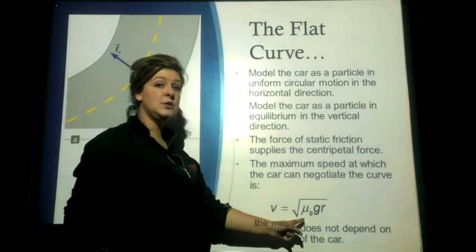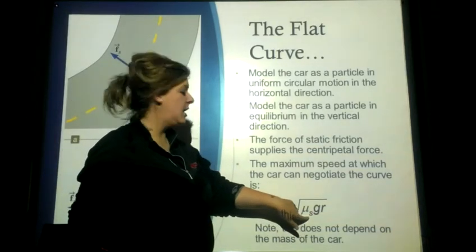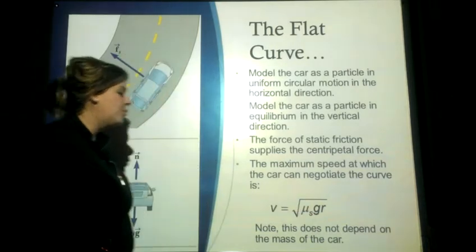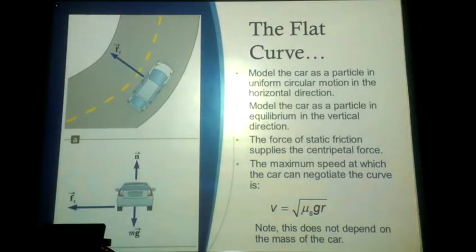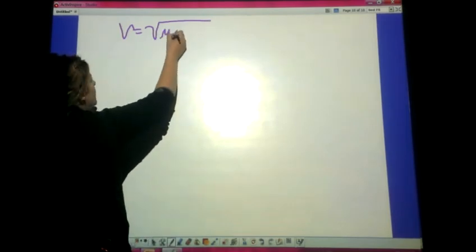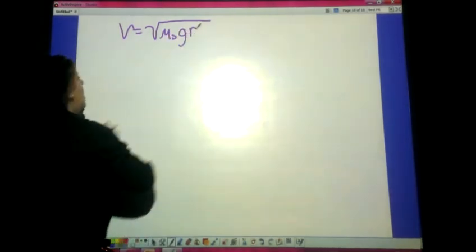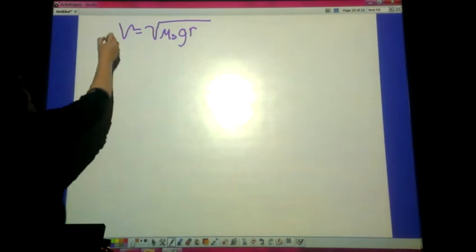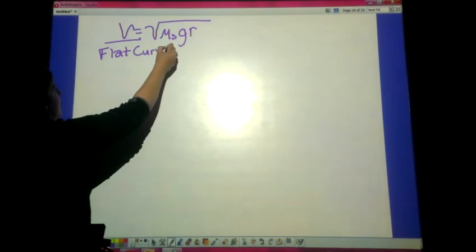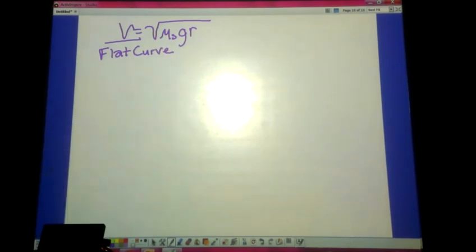v is equal to the square root of the coefficient of static friction times acceleration due to gravity times the radius. How did I get that? So let's derive how I get that equation. Okay, my goal is to derive how I get v equals the square root of mu s g r, and this is for the maximum speed on the flat curve.